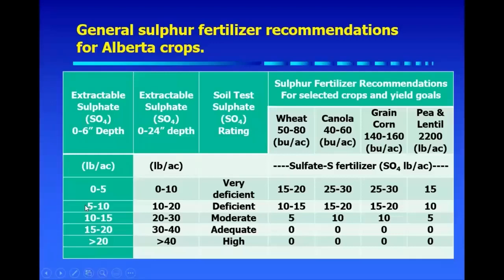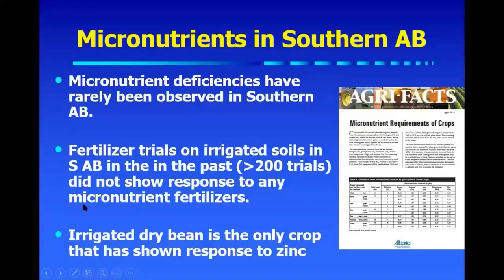The last thing I'm going to talk about is micronutrients, and as a general rule, micronutrient deficiencies in southern Alberta haven't been widely observed. Matter of fact, they're quite rare. When I was working with Alberta Agriculture, we did well over 200 different trials, mostly on irrigated land, some on dry. And we felt if we couldn't get micronutrient response on irrigated land under optimum conditions, we certainly weren't going to get it on dry land.